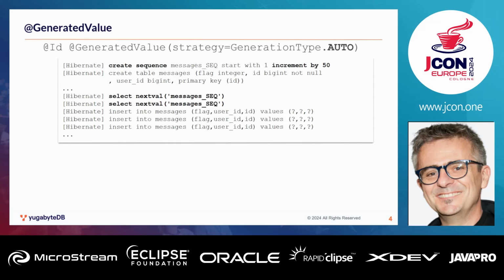And that's the default generated value strategy for most of the databases. You have alternatives. You can completely avoid this call to the select next val. For example, you can use the identity. So the default auto is sequence. It creates a sequence. It reads the numbers from the sequence, it reads 50 numbers, and then will use them.